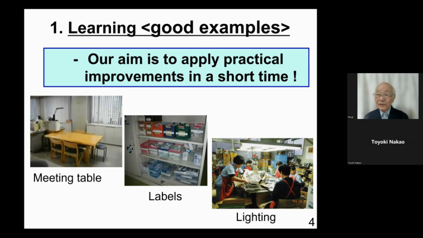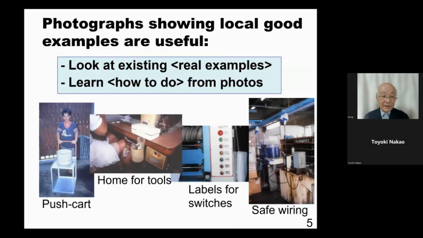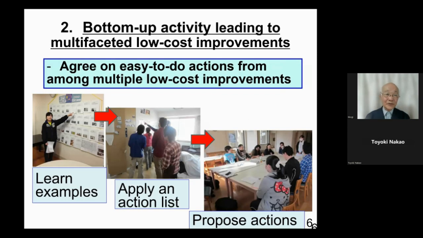Examples show improvements in pushcart, or providing a home for tools nearby, or putting labels or switches and others, or providing safe wiring. There are many other kinds of improvements which can be shown by photos.